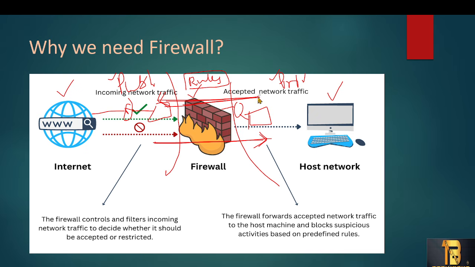So whatever the traffic that is going from your private network to public network and from public network to private network, whether it has to be allowed or blocked depends on the firewall rules. Here the firewall is going to control and filter incoming traffic as well as outgoing traffic. That is the main purpose of a firewall.